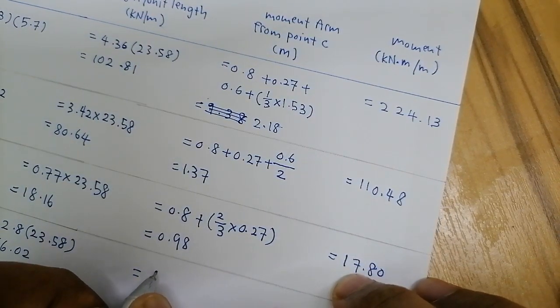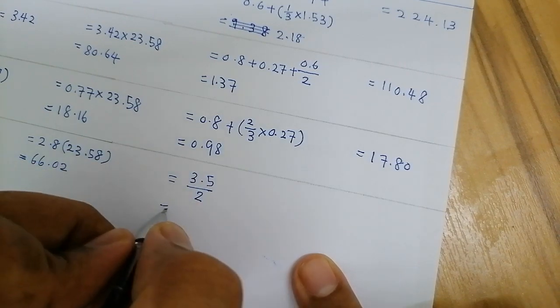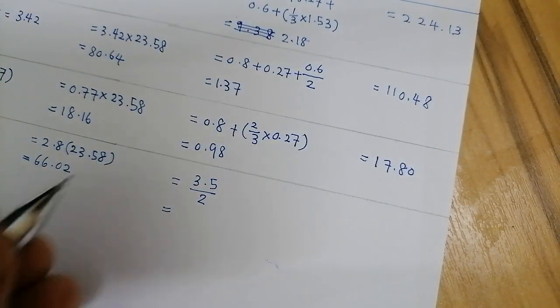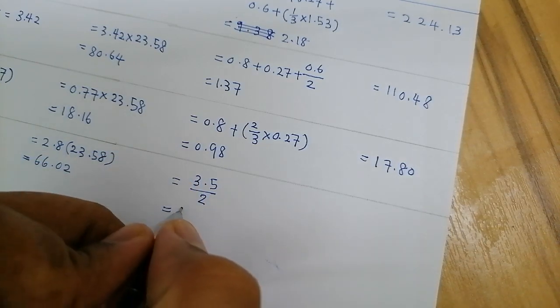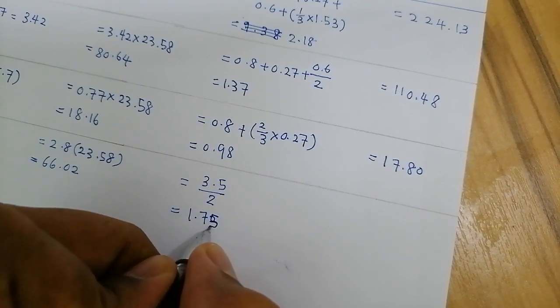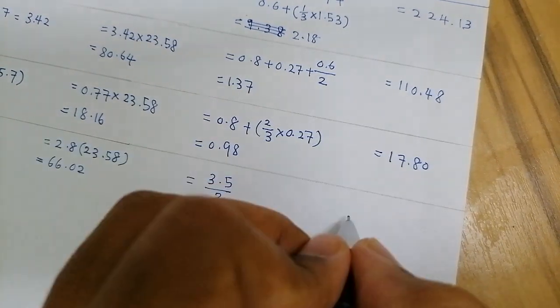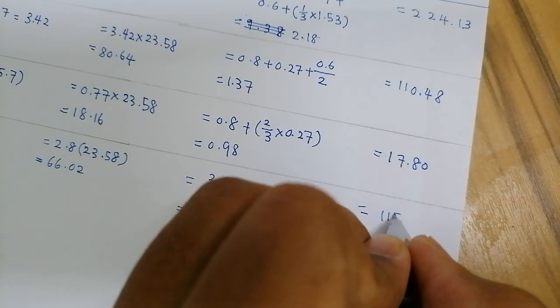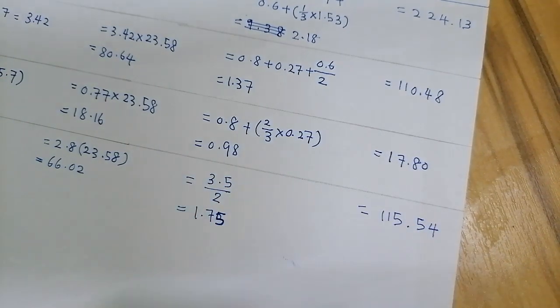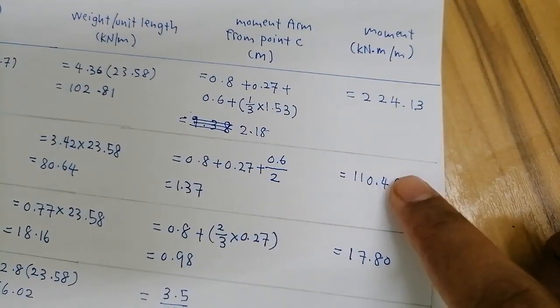The moment arm from point C is 3.5, meaning the base, the length of the base divided by 2, isn't it? The centroid. So you got 1.75. And your moment is 115.54. So these are the resisting moments.